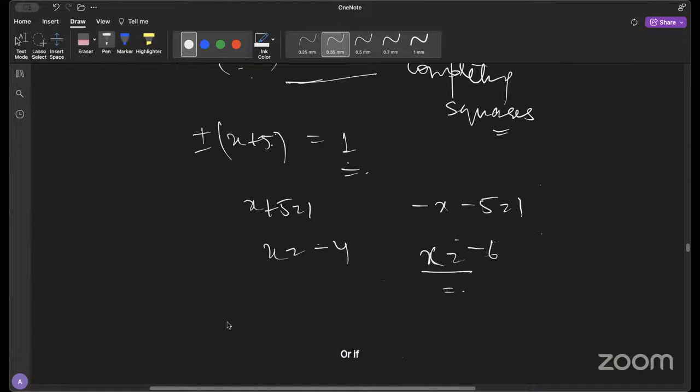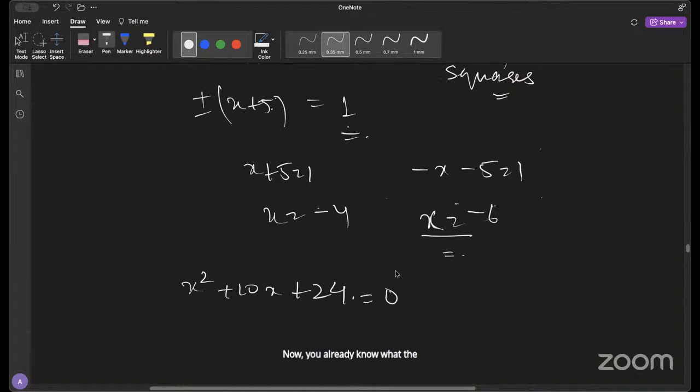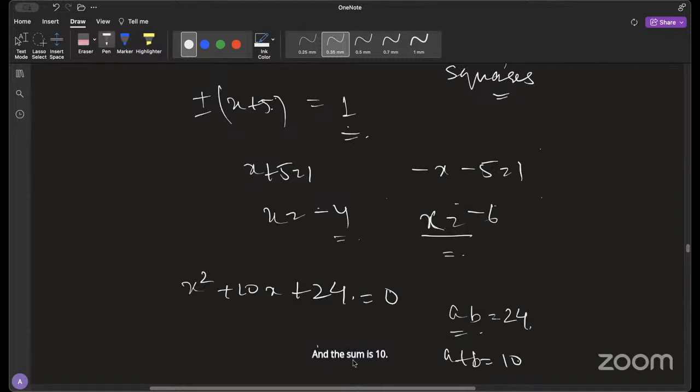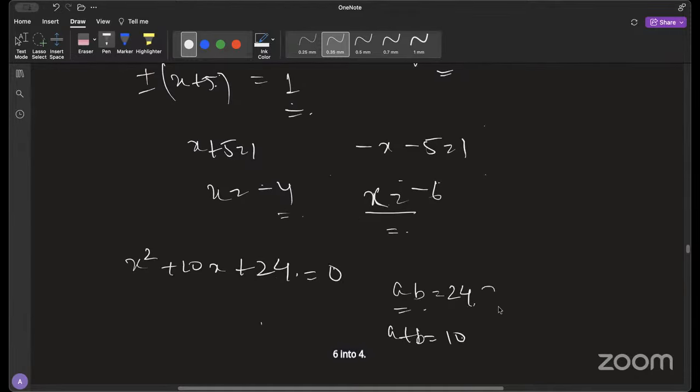Or if you try to do it with this one, x squared plus 10x plus 24, let's just do it by the prime factorization method. Now you already know what the a and b are. You can just see it from here. But otherwise, you'll have to take a and b such that the product of a and b is 24 and the sum is 10. 12 into 2. 6 into 4. There's a big hint here. It should be 6 and 4. 6 and 4 when multiplied give you 24 and when added give you 10.